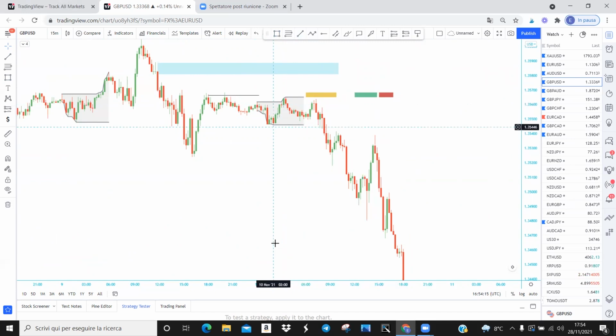use these things first, so liquidity, market structure, supply and demand areas, understanding if supply or demand is in control, and then you use this for a better understanding and for confluence with your trades, basically.